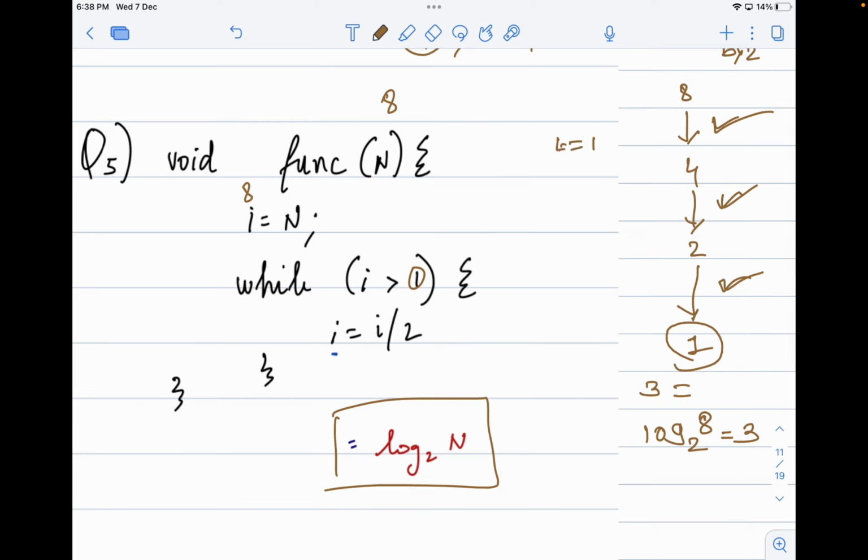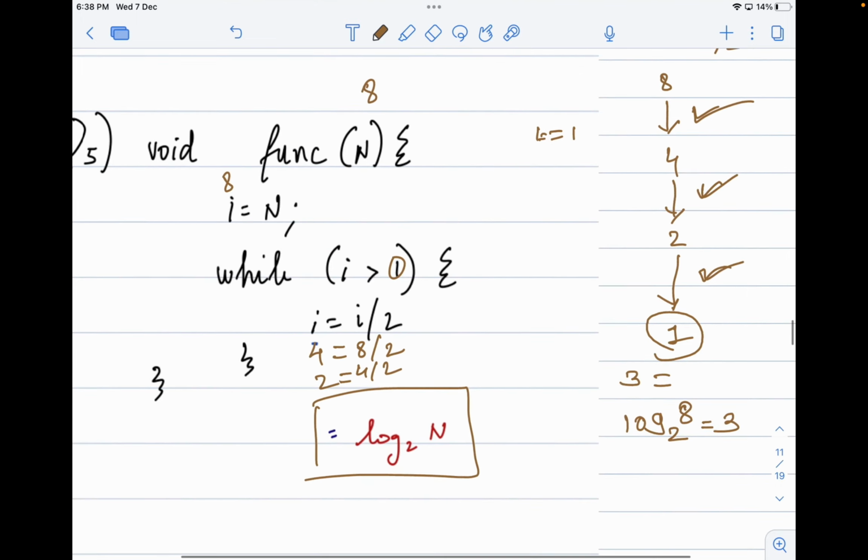Okay, so this is the same program. So i equals i by 2. i is 8 by 2, so i will become 4. Again it will go up. So 4 divided by 2 is 2. Again it will go and come inside this. So i equals 2 divided by 2, which is 1.